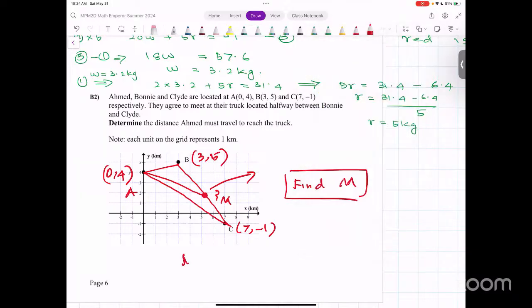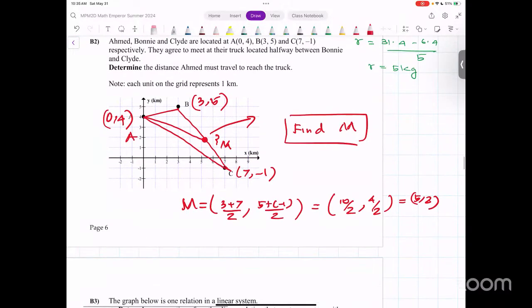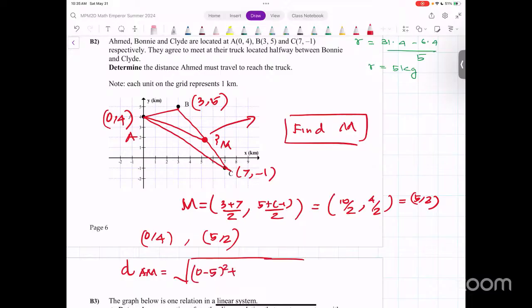So we're going to find M. 3 plus 7 divided by 2, comma 5 plus minus 1 divided by 2, isn't it? 10 divided by 2, 5 plus minus 1, 4 divided by 2, which is 5 comma 2. All I need to use is 0 comma 4 and 5 comma 2, use the distance formula to find the distance, right? 0 minus 5 whole thing squared plus 4 minus 2 whole thing squared. 25 plus 4, square root of 29. Are you following that?